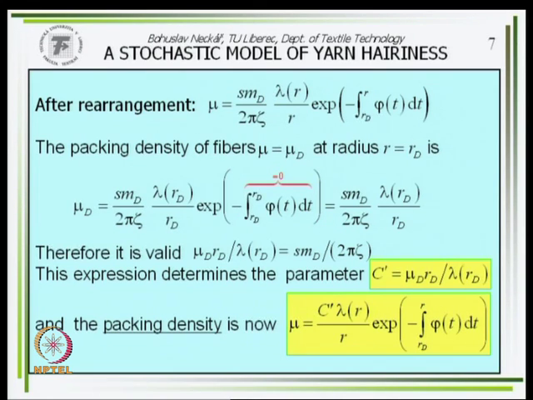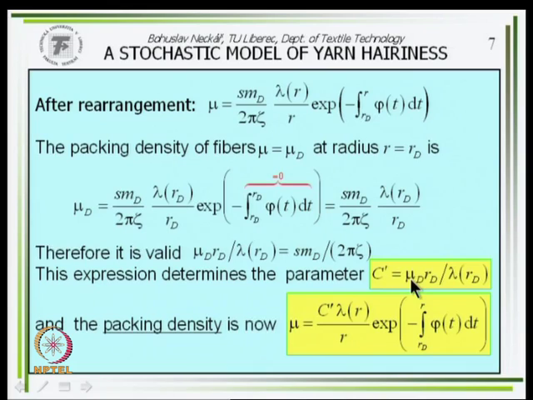How is this packing density? In place of r, here, here, and here, we need to give the quantity rd. This here is 0, so that we obtain mu d equal to this expression. Or we can write mu d times rd by lambda rd is S times md by 2 pi z. It's only rearranged.